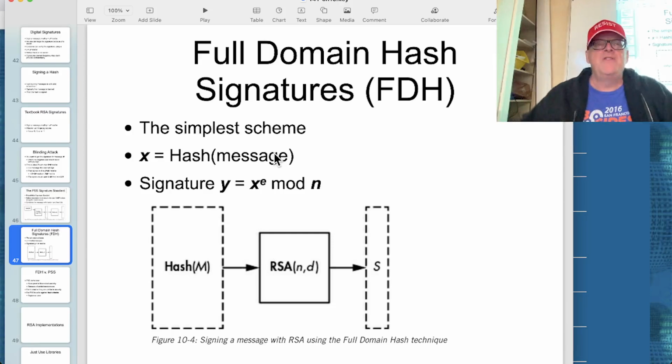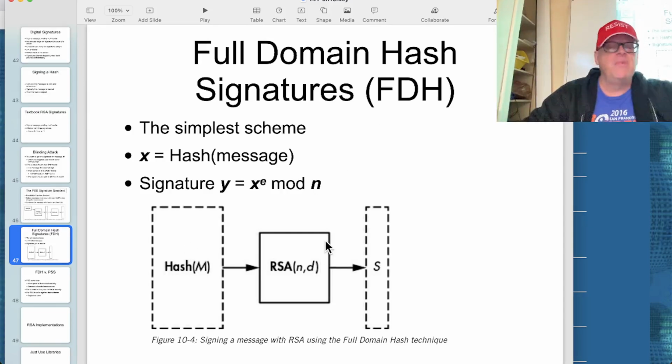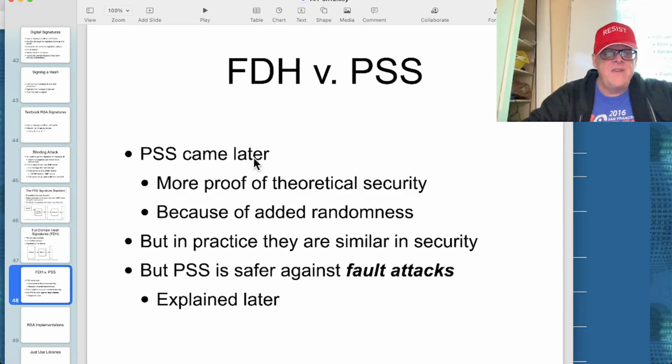Like if you have 2 messages and you multiply them together, that does not mean that the hashes are multiplied together. So just hashing it before running it through RSA is also a simple way to do it. This will prevent the blinding attack. All right, PSS came later.